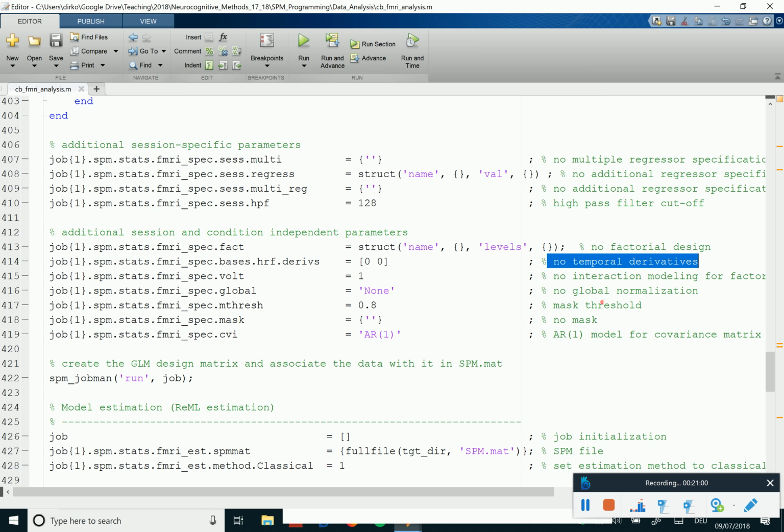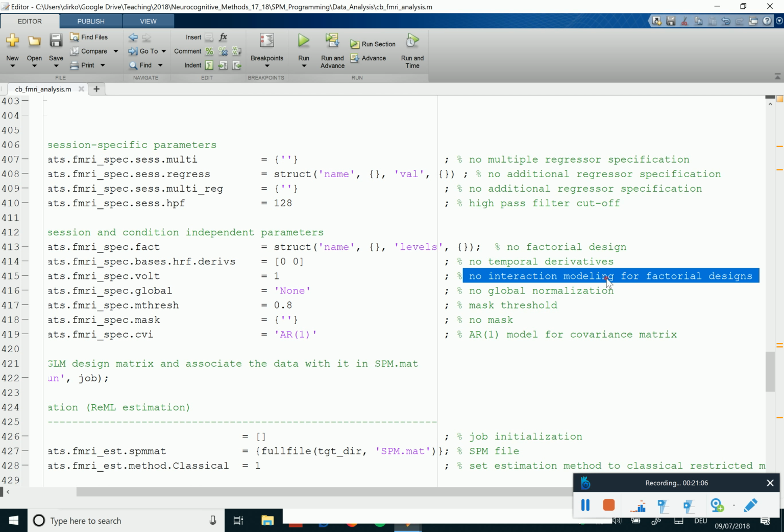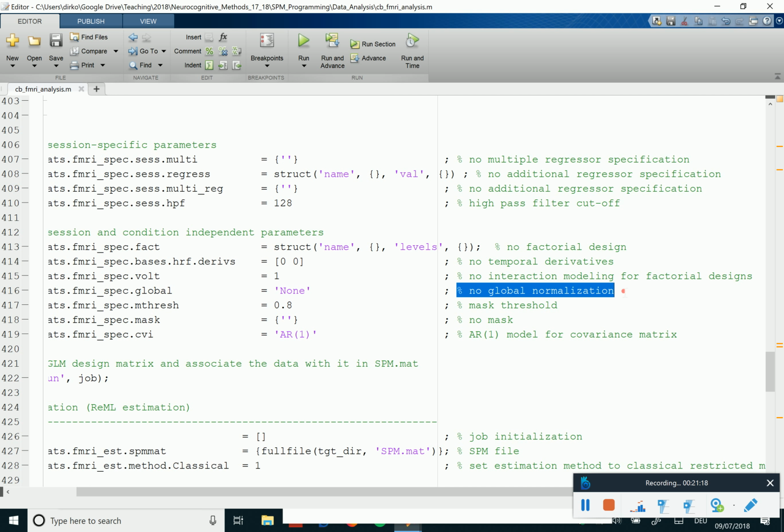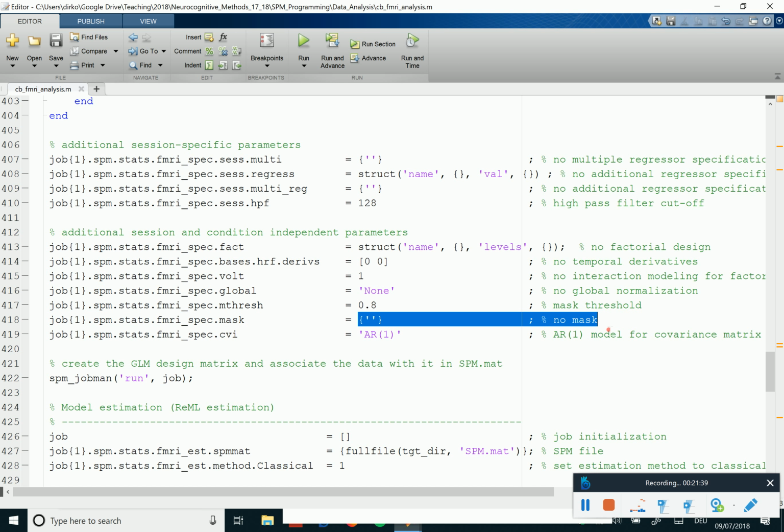One can do that. One can put in interactions in factorial designs, which are of course not simply signaled as interactions, but as Volterra kernels, because it needed to be more complex than necessary. Global normalization of the whole thing is not done anymore. That was an old PET thing. Masking, this is some masking for, I think, voxels that don't have signal, for which there's a cutoff. An additional mask could be used that only analyzes voxels in a specific region of interest.